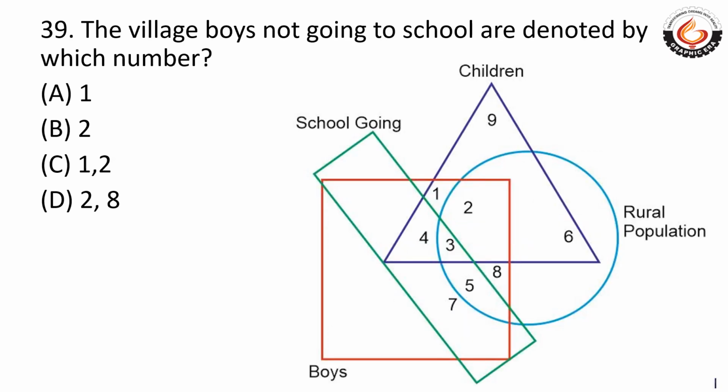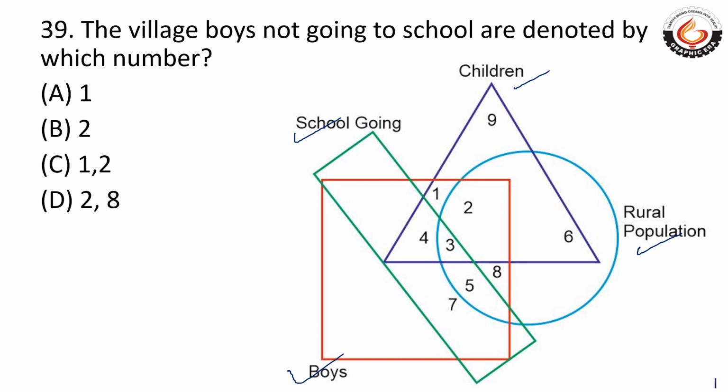Now this is a diagram given for another set of questions. In this we have 4 figures. It's becoming a bit complex now. This triangle is children, circle is rural population, this rectangle goes for school going, and this square is for boys. Now they ask: the village boys not going to school are denoted by which number?